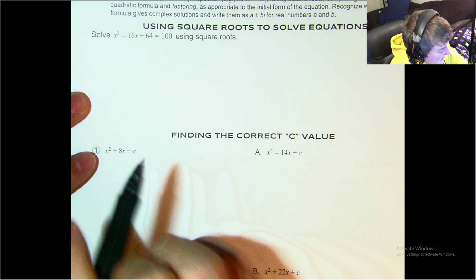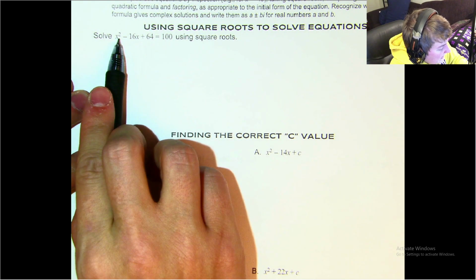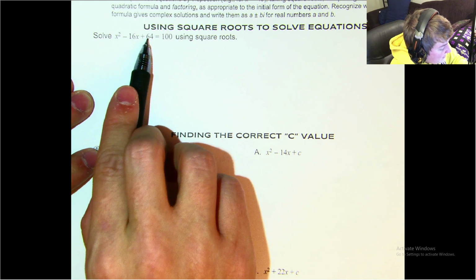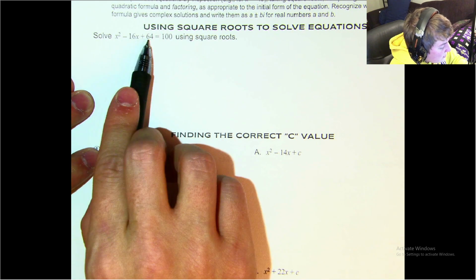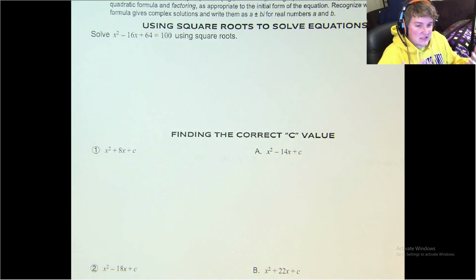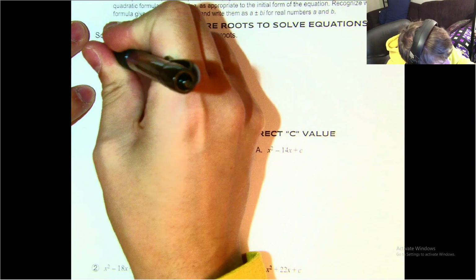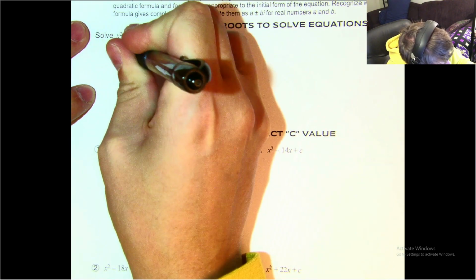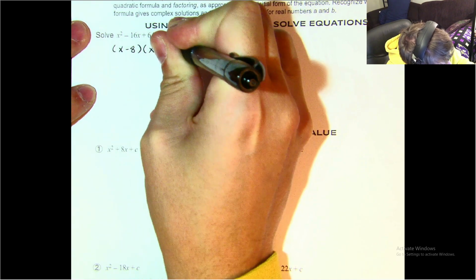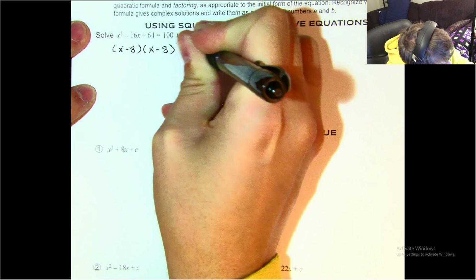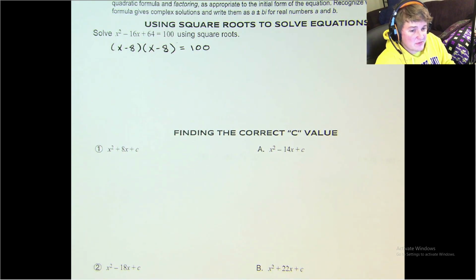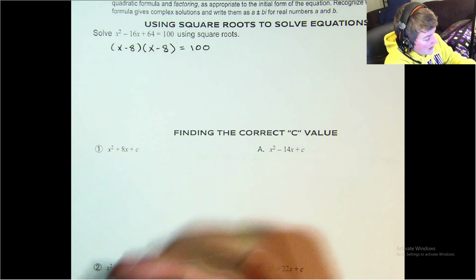I'm recognizing that this has 3 terms, and the a value is 1, so multiply to c and add to b. The two numbers that multiply to positive 64 yet add to negative 16 are negative 8 and negative 8. So I know that this factors into x minus 8 times x minus 8, and that's equal to 100.